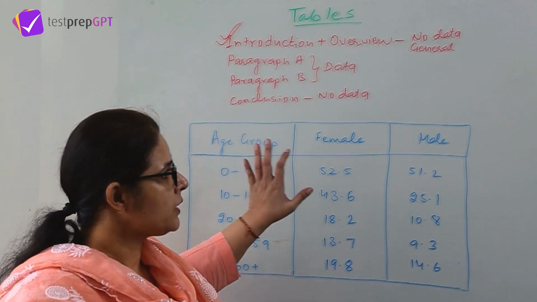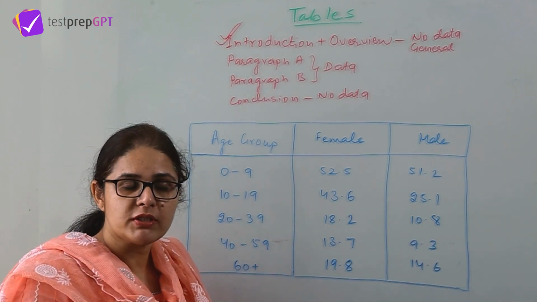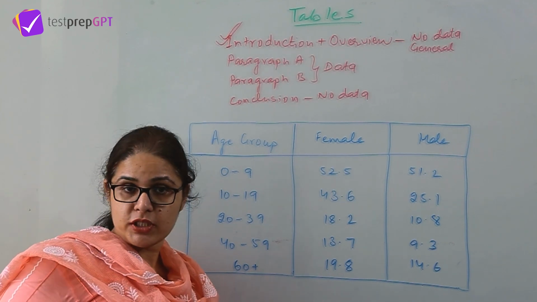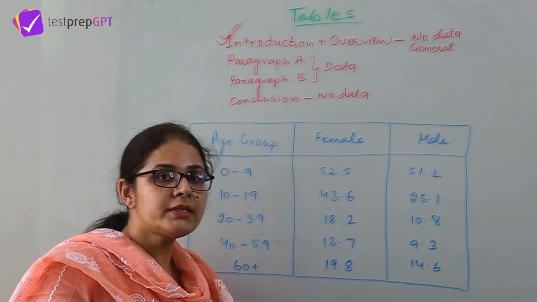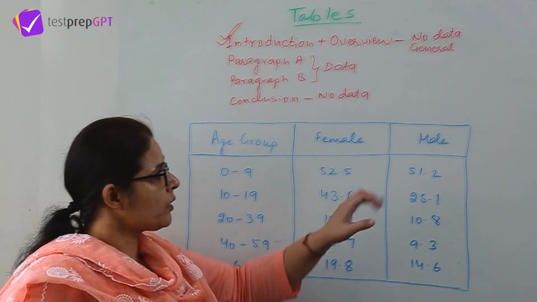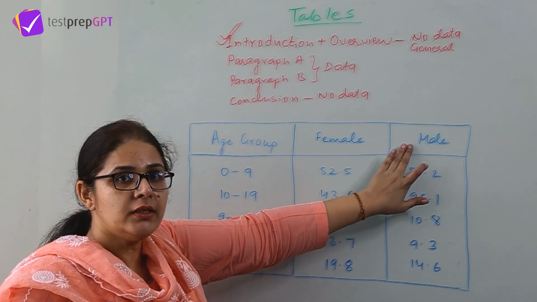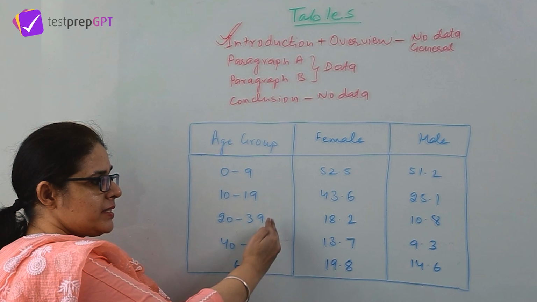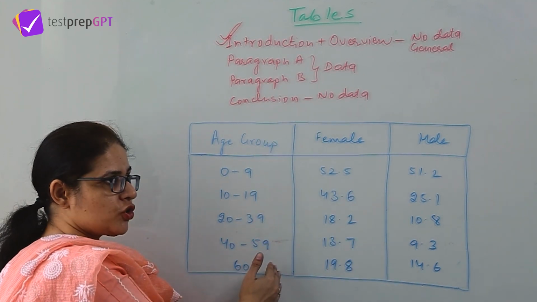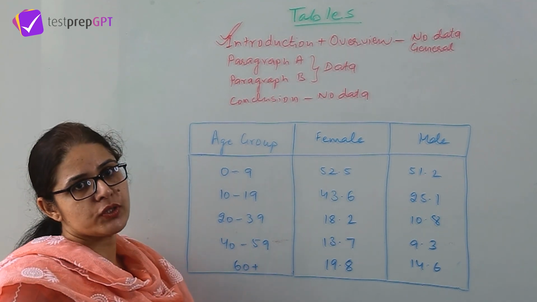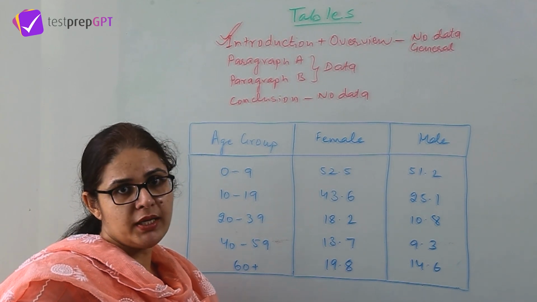So, what you can write, the table lists. There's one good word you can use with the table, which is lists. You can also say the table shows. You can also say the table demonstrates the percentage of females and males in Chandigarh who rode bicycle by various age groups in 2019. So this is what the paraphrased sentence will be like.